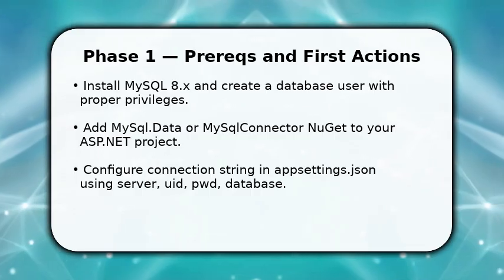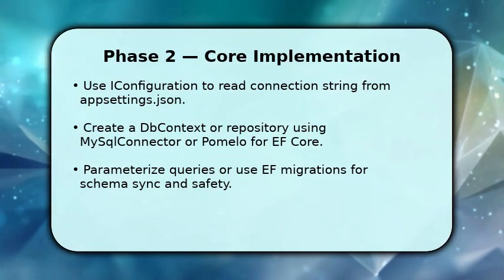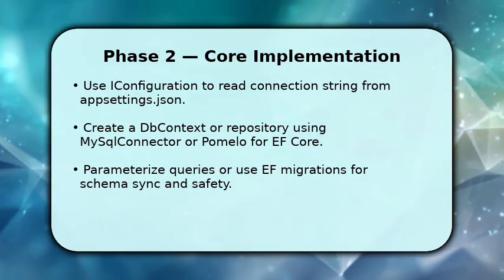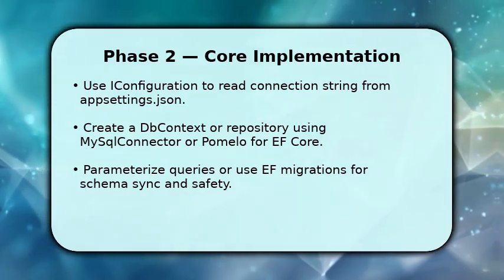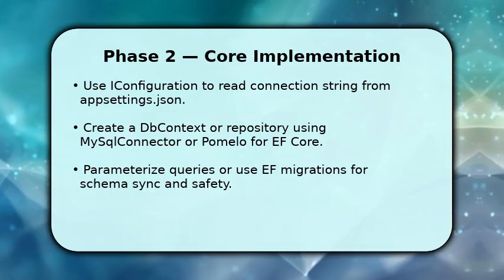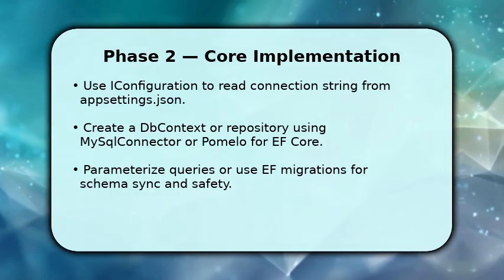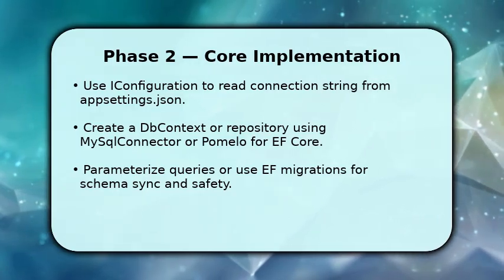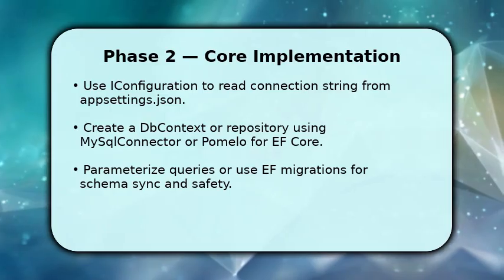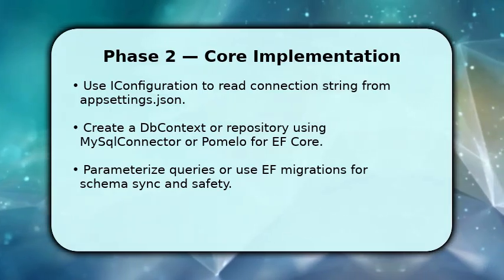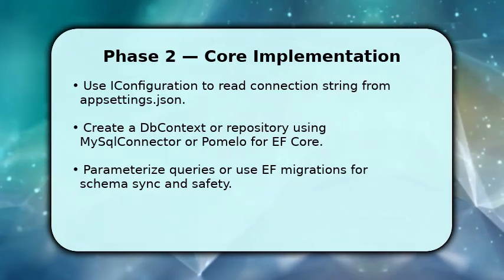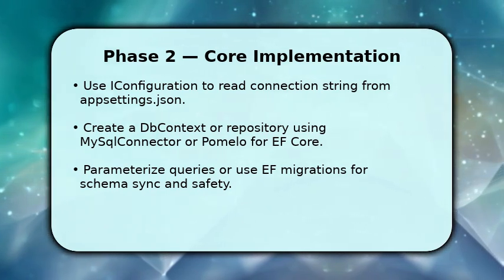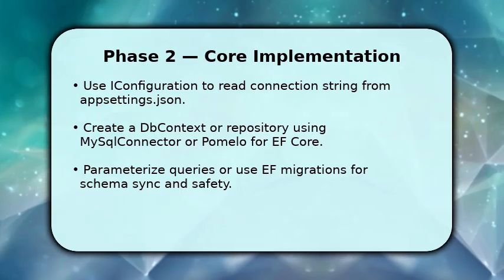Now you implement the core. Read the connection string via IConfiguration, then choose ADO.NET or Entity Framework Core. If using EF Core, install Pomelo.EntityFrameworkCore.MySql and configure DbContext with UseMySql and proper server version. If using ADO.NET, open MySqlConnection, use MySqlCommand with parameters to avoid injection, and manage connections with using blocks. Run EF migrations or execute schema scripts to sync tables.